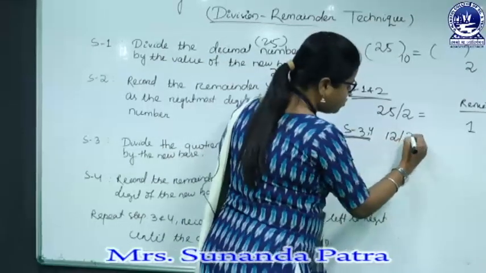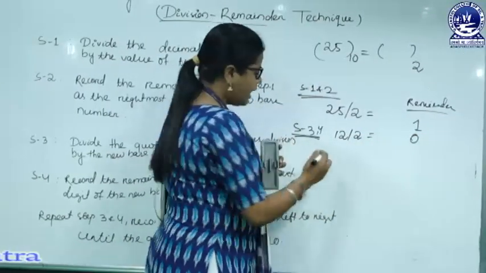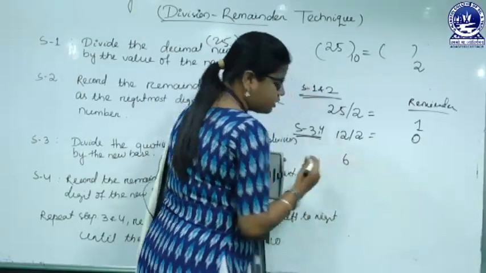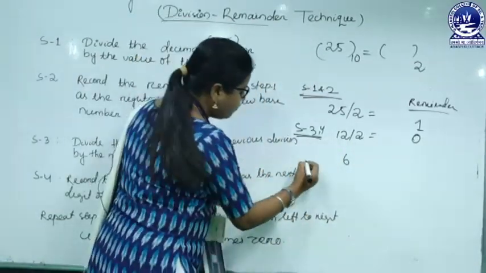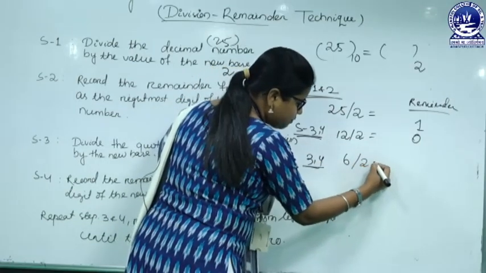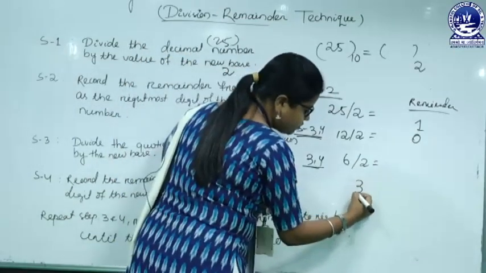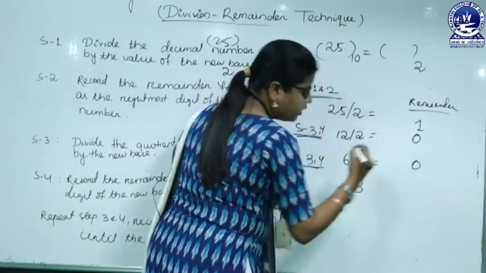So 12 by 2. What will be the remainder? The remainder is 0. And what is the quotient now? The quotient is 6. Again for step 3 and step 4, we will divide 6 by 2. The quotient is 3 and the remainder is 0.